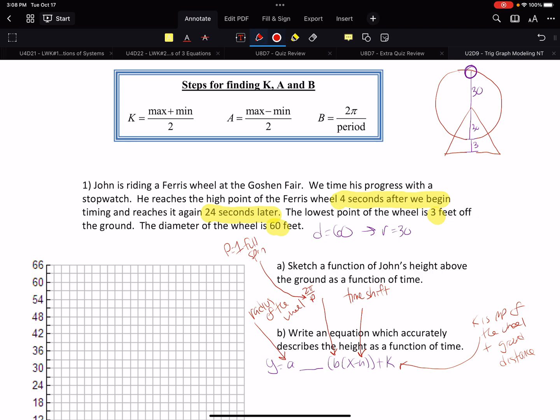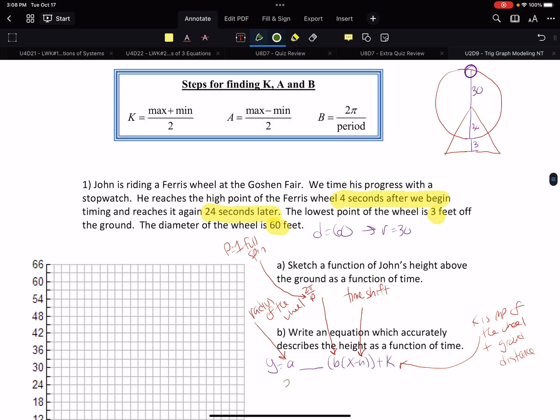So if we analyze this situation here, for my Ferris wheel, A is going to be 30. Our radius is 30. Okay, now, which trig function do we have? Well, here's the key thing. Reaches the highest point. Highest point is telling me it's a positive cos graph, because the graph would look something like this. We're up there at the very top. Highest point, cos graph.